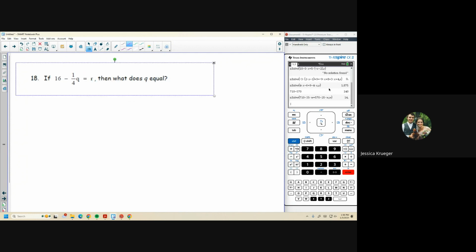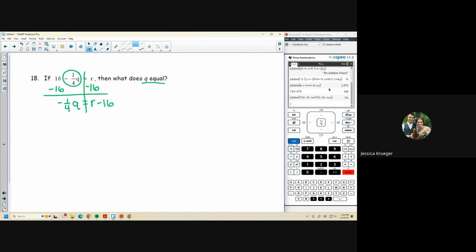Number 18. Oh, another one. I love it. Okay, so in this one, what does Q equal? So we're trying to isolate Q. So I want to get this term by itself. So the first thing I'm going to get rid of is the 16. So I'm going to subtract 16 from both sides. That leaves me with negative 1/4 Q equals R minus 16.